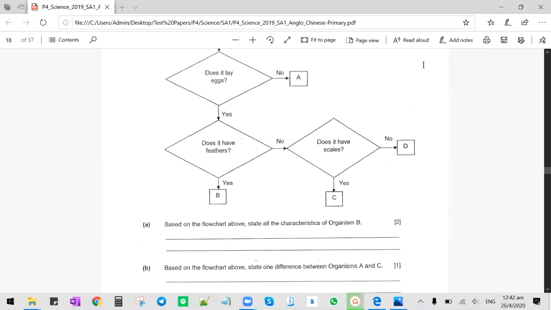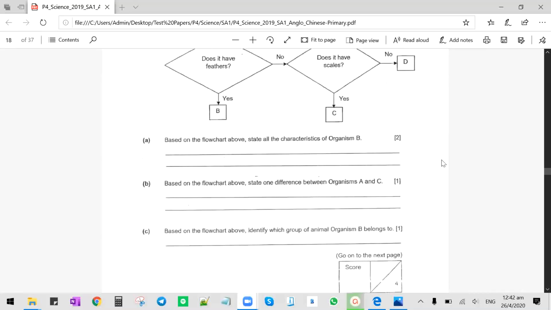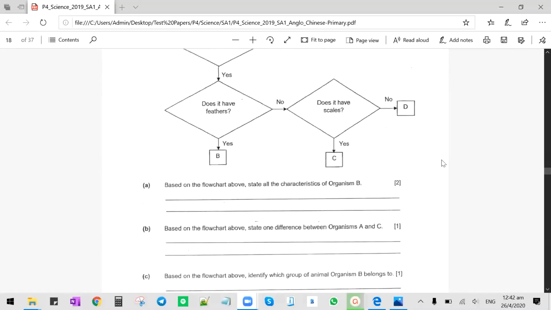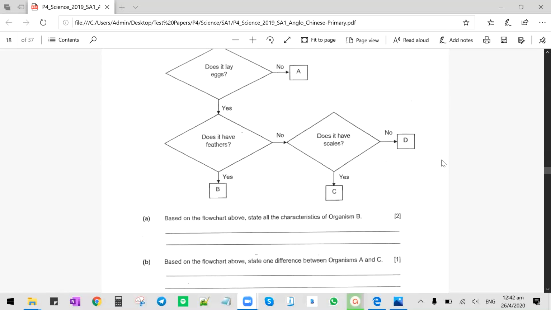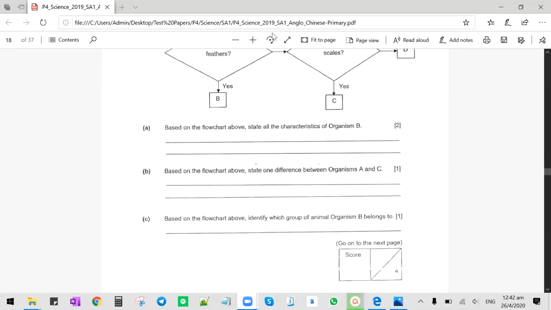Moving on. Based on the flowchart above, identify which group of animal organism B belongs to. So B has feathers, B lays eggs, so B will be bird. Just write down bird, B-I-R-D, bird.